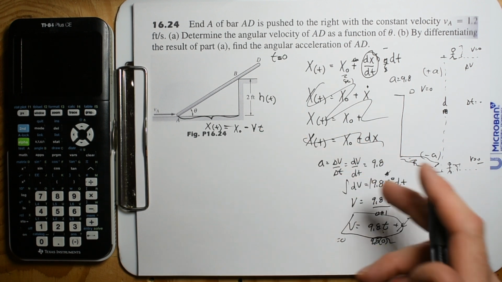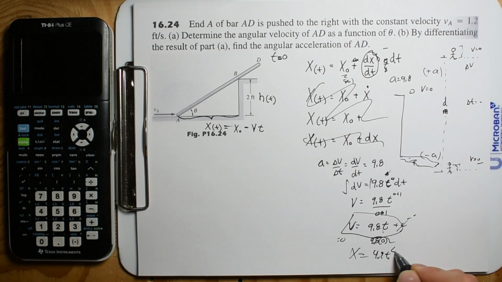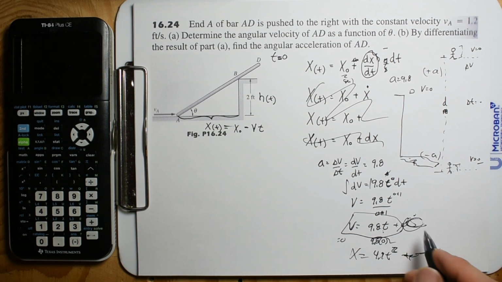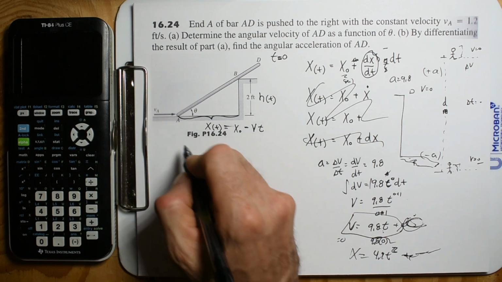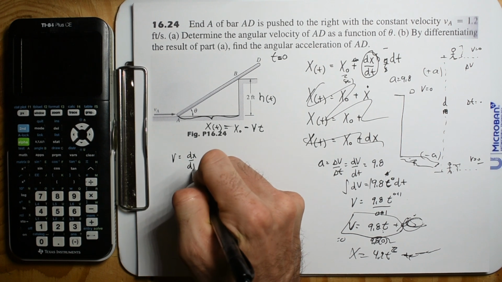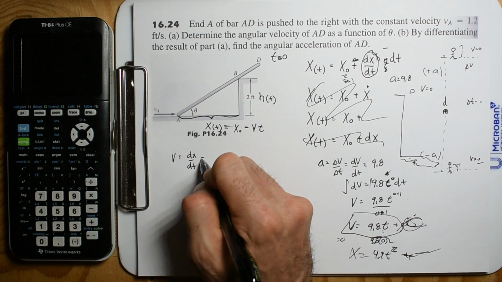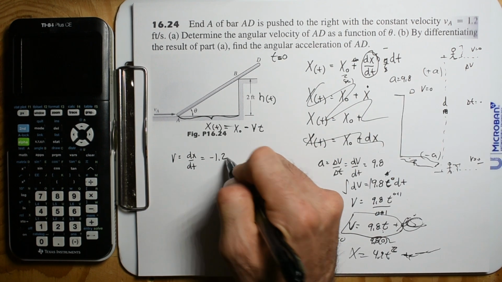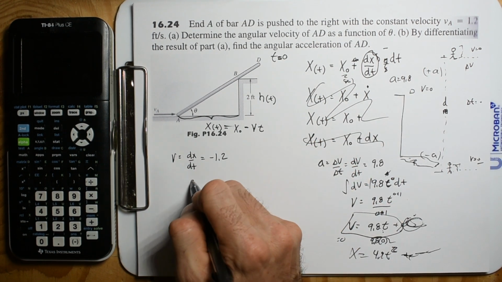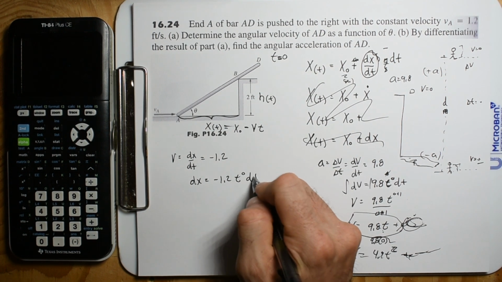You can do the same thing. If we integrate again, our position equation is 4.9 t squared, plus the other stuff if we did have a constant there. But when our velocity is constant, let's write the definition for velocity. Velocity is dx dt. Sweet. And let's separate, and that's going to be equal to negative 1.2. So when we separate variables, we're going to have dx is negative 1.2, we can do t to the 0, same thing, dt.